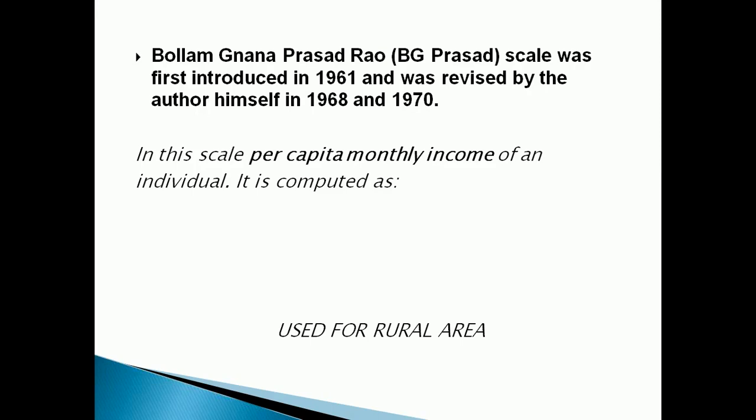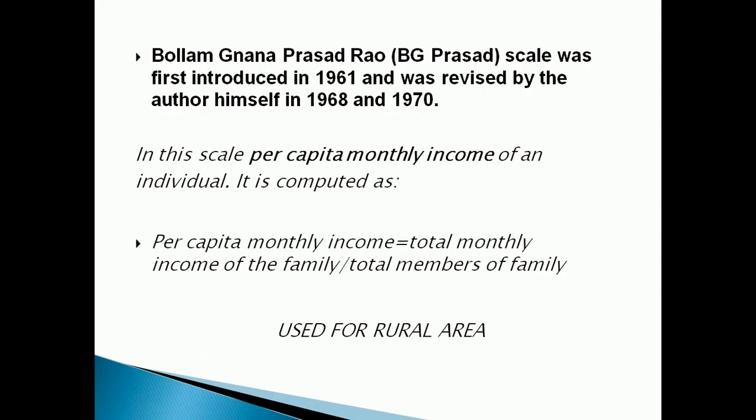The scale was first introduced in 1961 and was revised by the author himself in 1968 and 1970. In this scale, the per capita monthly income of an individual is taken. It is computed as: per capita monthly income is equal to total monthly income of the family divided by total members of the family. It is used in rural areas.